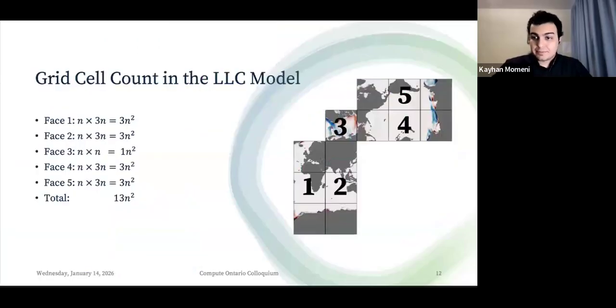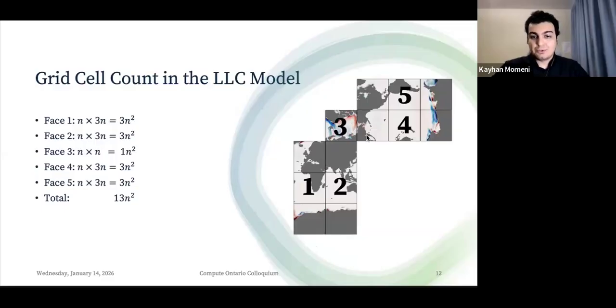Okay. Now, to say a few words about the size of the models we are running, you may have seen names like LLC 1080, LLC 4320, LLC 8640 in the abstract of my talk. I've already explained where the term LLC comes from. The number in front simply refers to the horizontal grid resolution. So, for example, if the number is n, n is the grid cell count across the width of a single face in the LLC grid. So here is n, here is n, this is n, this is n, and this is n.